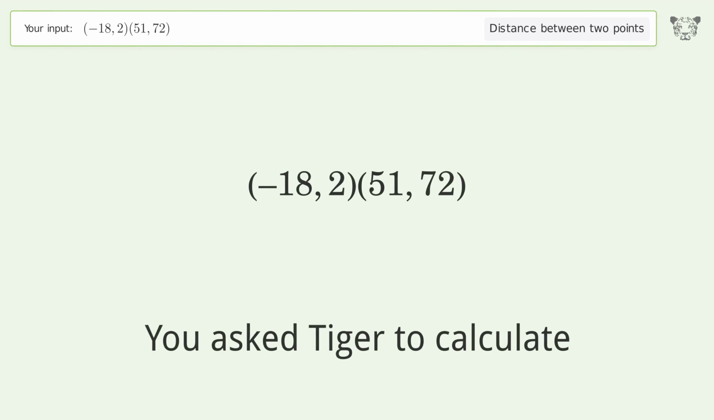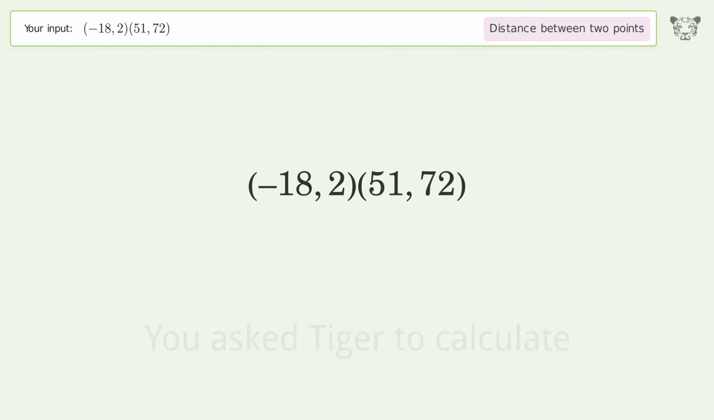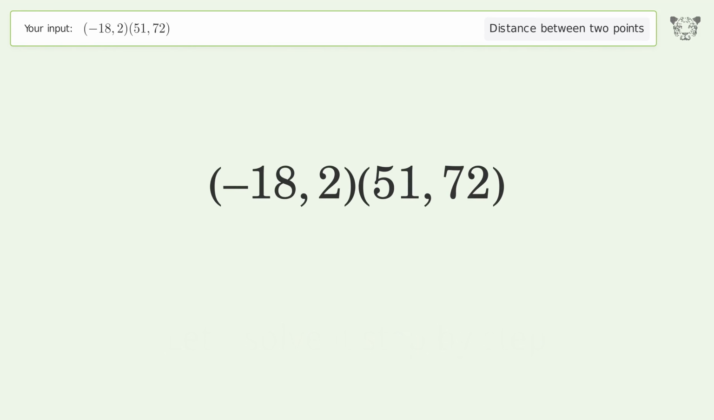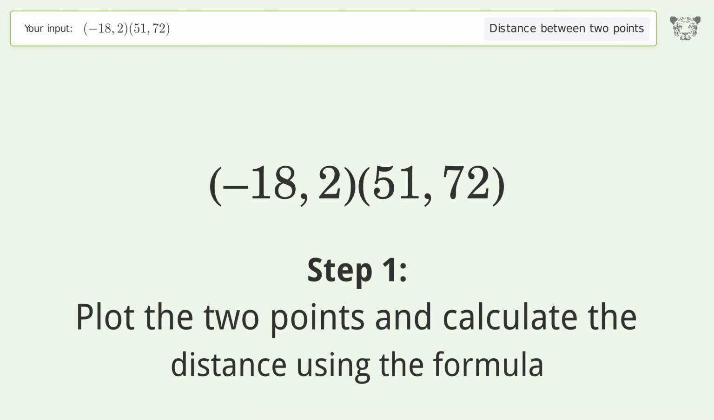You ask Tiger to calculate. This deals with the distance between 2 points. The distance between the 2 points is the square root of 9,661, or 98.29. Let's solve it step by step. Plot the 2 points and calculate the distance using the formula.